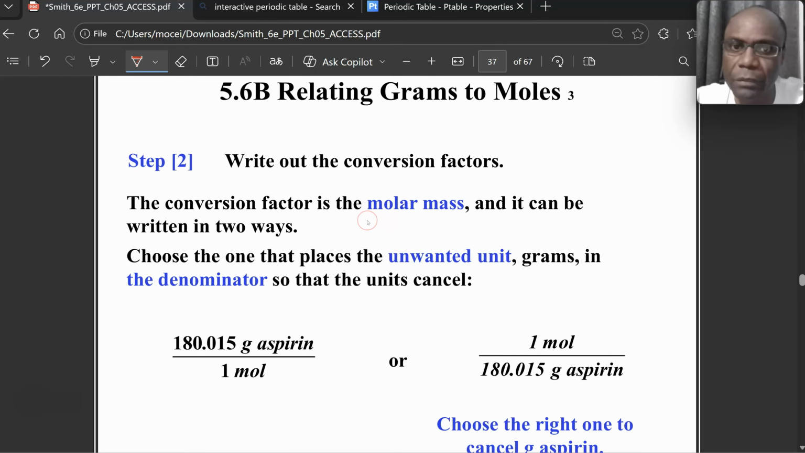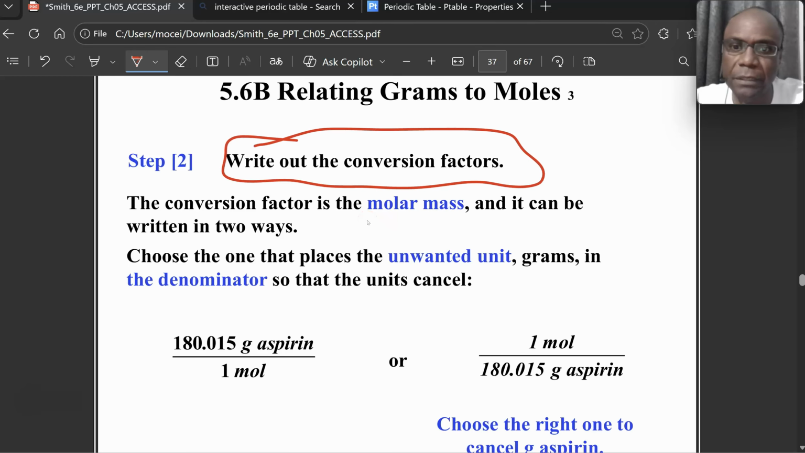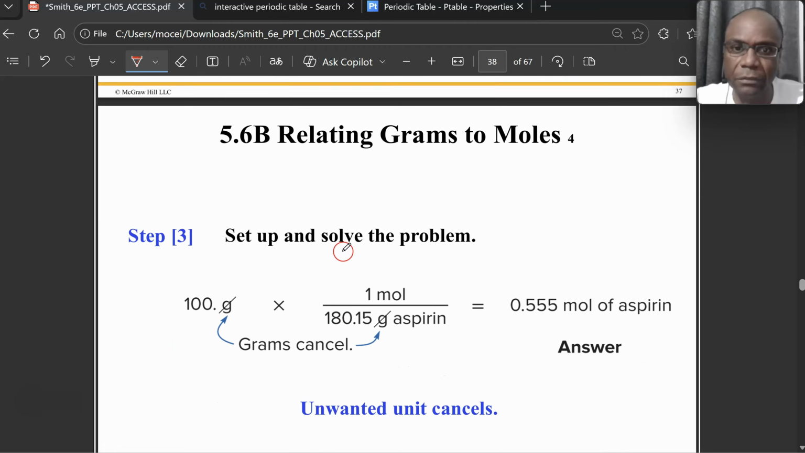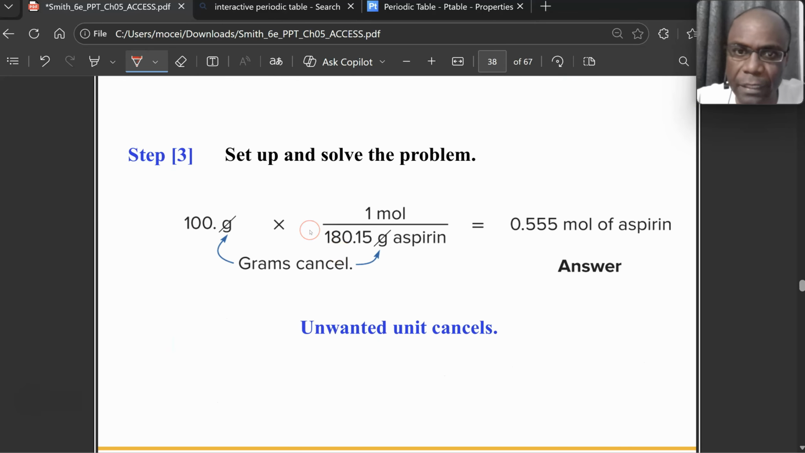So step 2, you write out your conversion factors, which is what I did. I'm looking for moles, so I'm going to go with this conversion factor, not the other inverted one, because I want to end up with moles. The reason is I want to cancel some things. That's the conversion factor I chose. This is the given mass that we need to convert to moles. So the grams and the grams will cancel out. That's how you know you used the correct version of the conversion factor.